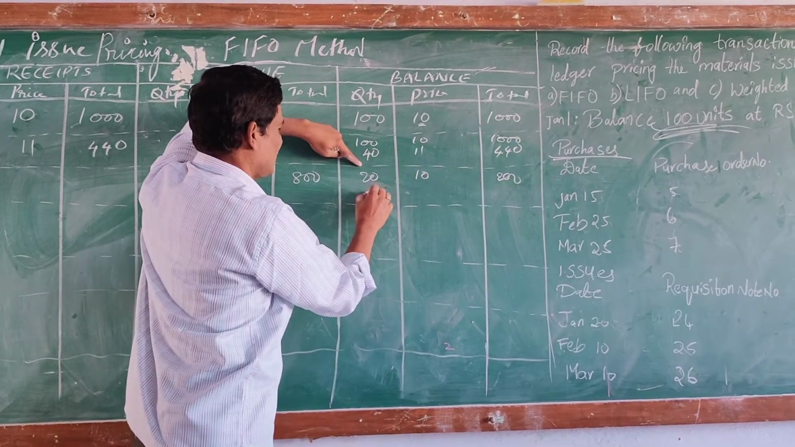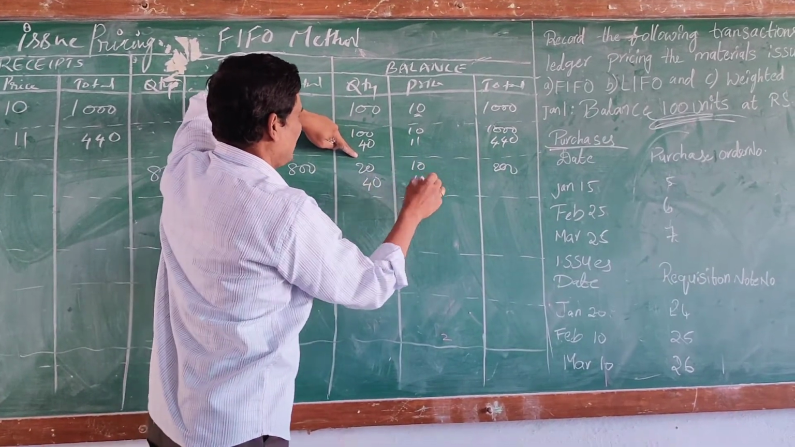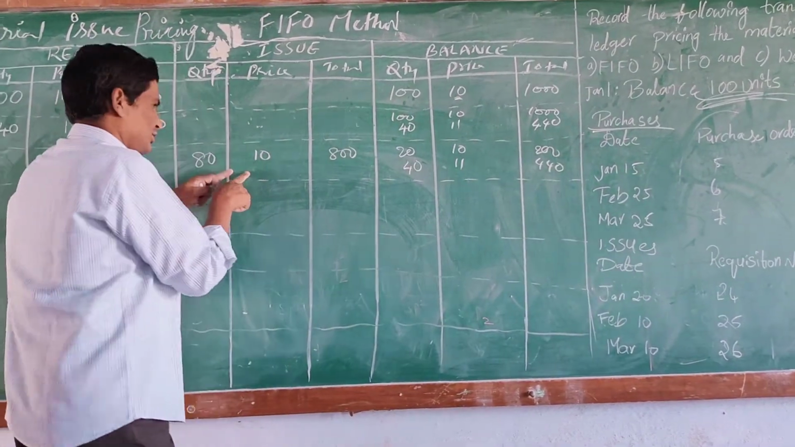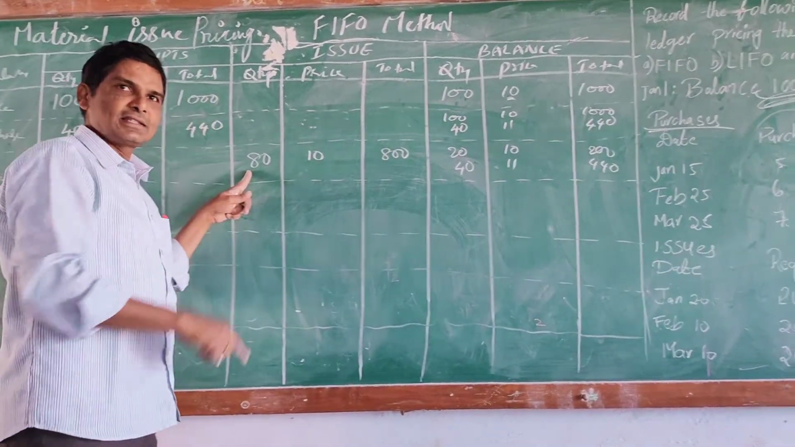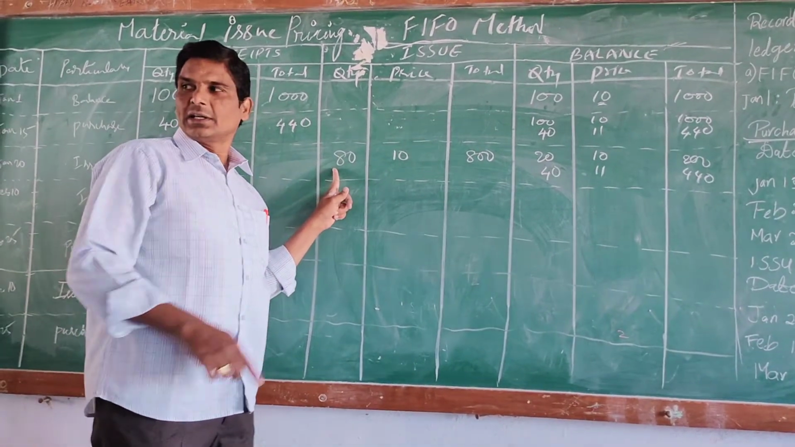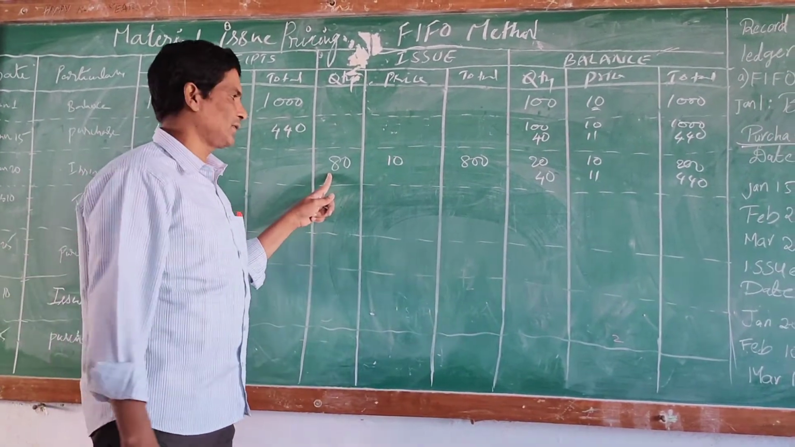200. So 40 units same is there. 40 into 11, how much? 440 is there. So what is the question? The question is at how much price these 80 units are issued, according to the FIFO method, that is, first in first out method.